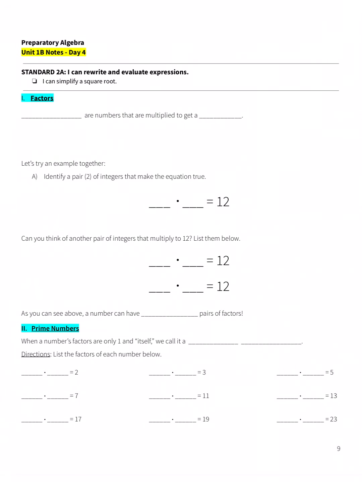In order to simplify a square root, we need to know what factors are. And factors are numbers that are multiplied to get a product. So what that means is a factor times a factor equals a product. So the factors are the numbers that you multiply to get a certain answer, because remember, a product is the answer when you multiply.